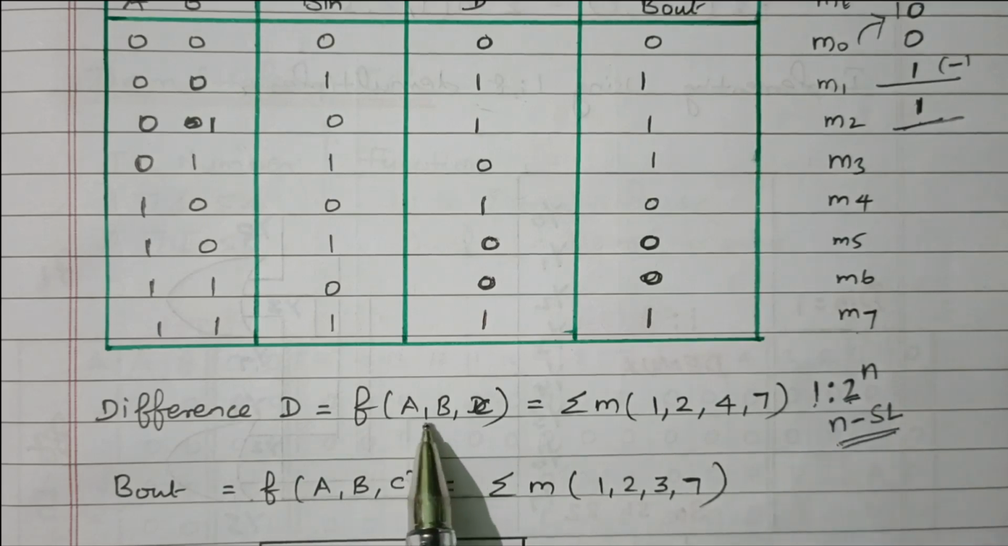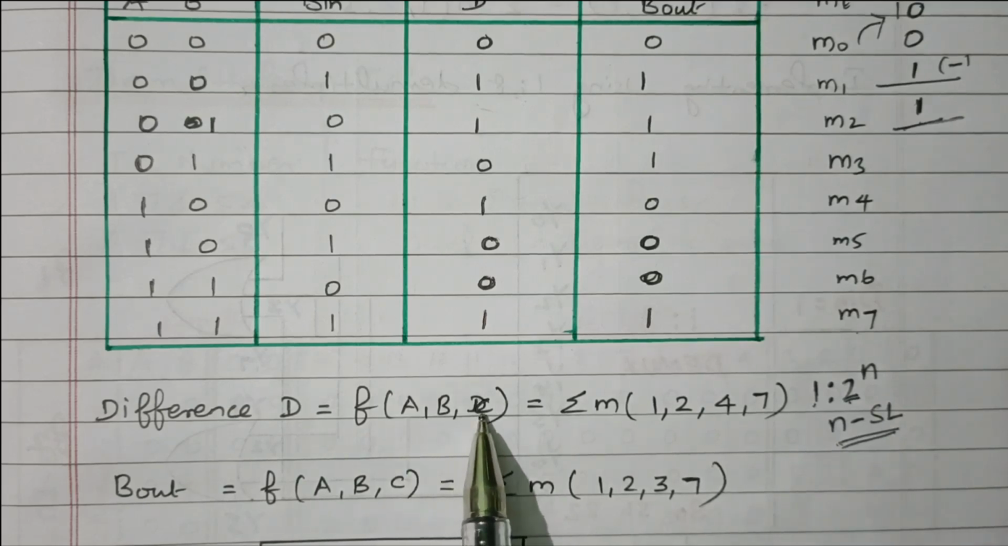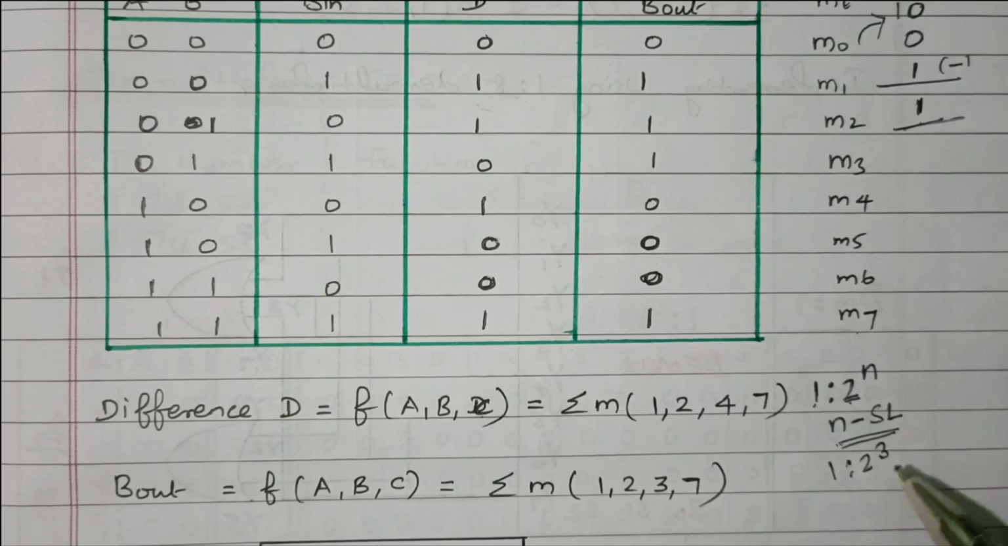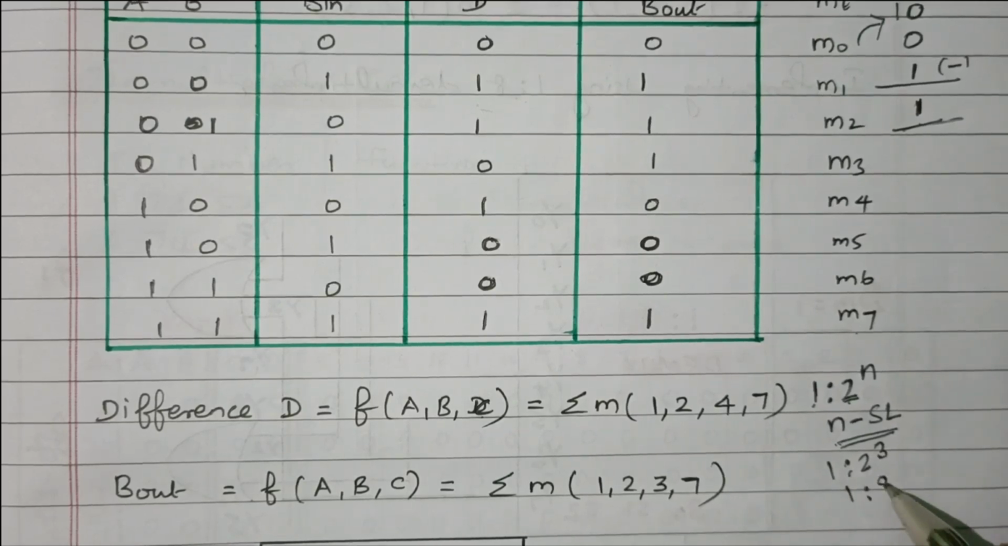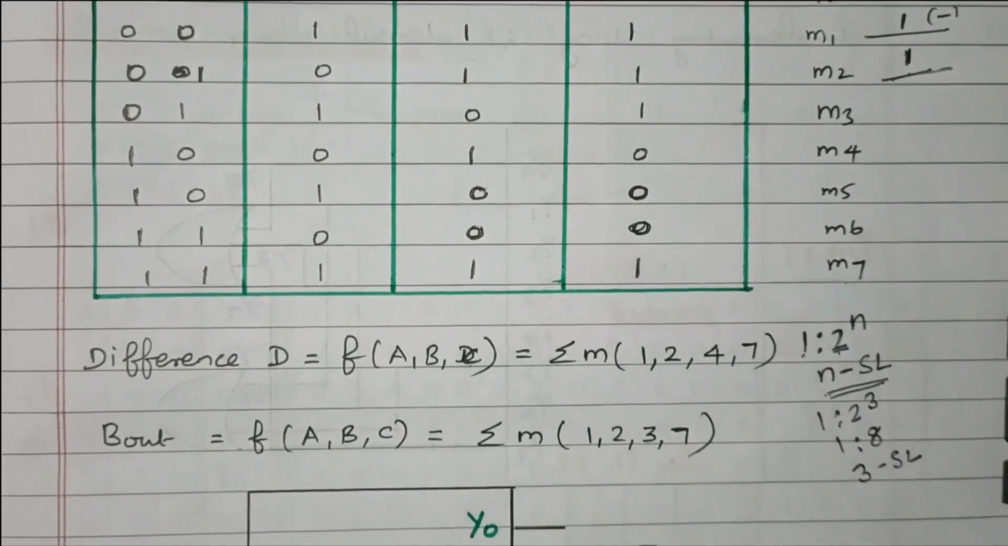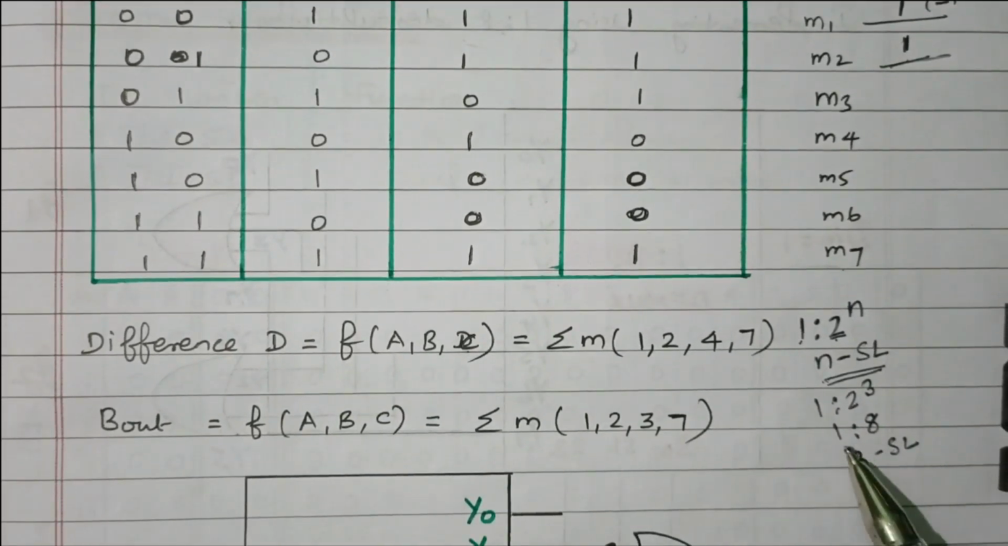Here the 3 variables available are A, B, borrow in. So A, B, C or A, B, borrow in. So 1 to 2 to the power 3 we need, that is, a 1 to 8 multiplexer is needed. In that, what we have? We need 3 selection lines, right? So we need a 1 to 8 multiplexer, that means 3 selection lines will be available.